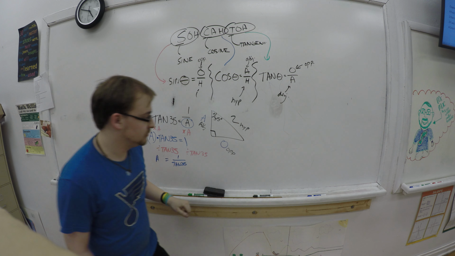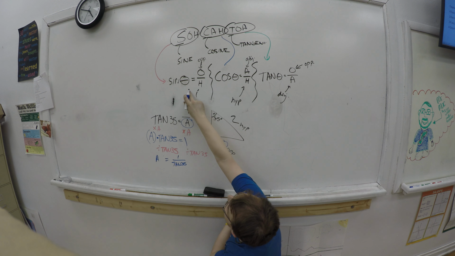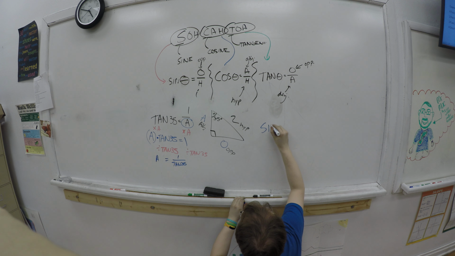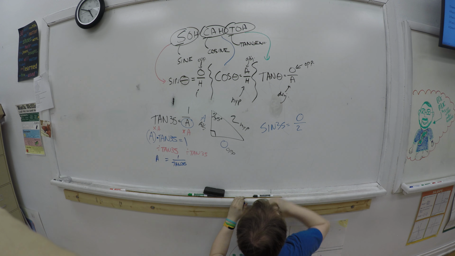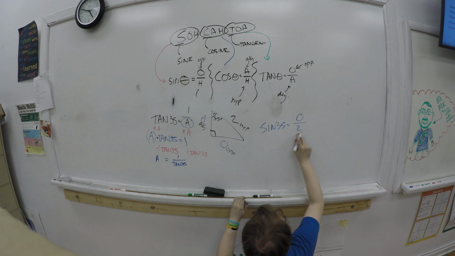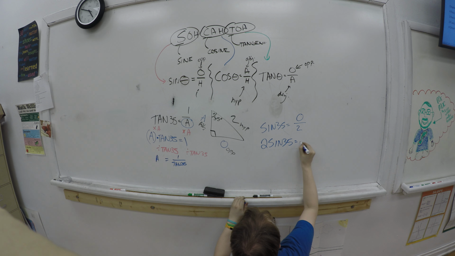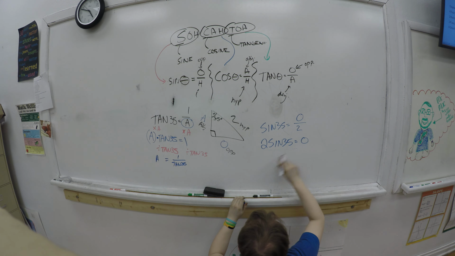So let's find O. The way we would do that is we would say the sine of 35, because that has O and H, sine of 35 equals the O, which we don't know, over the H, which we do know. To get the 2 over here, we've got to multiply, so we get 2 times the sine of 35 equals O. Plug that in your calculator, get your value.